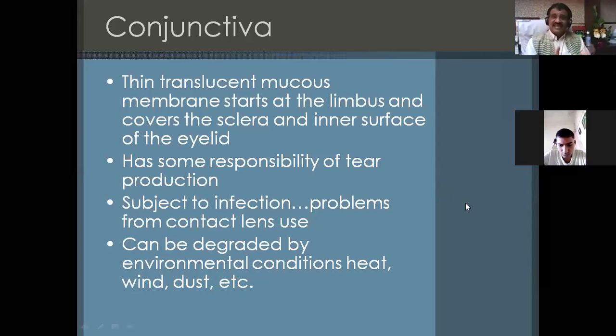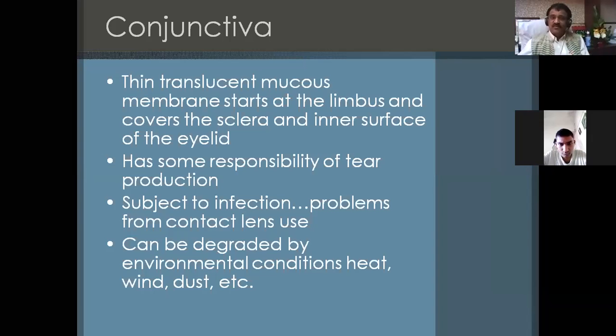Thin translucent mucous membrane that starts at the limbus and covers the sclera and inner surface of the eyelids. So it is also called the palpebral sac, or the conjunctival sac. It has some responsibility for tear production also. Conjunctiva is only absent on the cornea. Otherwise, it covers every part of your eye behind the eyelids. It is subject to infection, and that is why we call inflammation of the conjunctiva conjunctivitis.